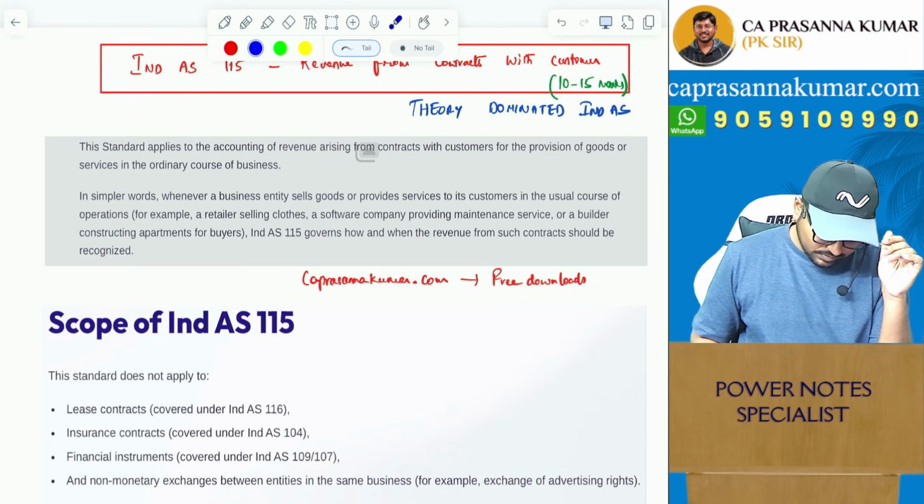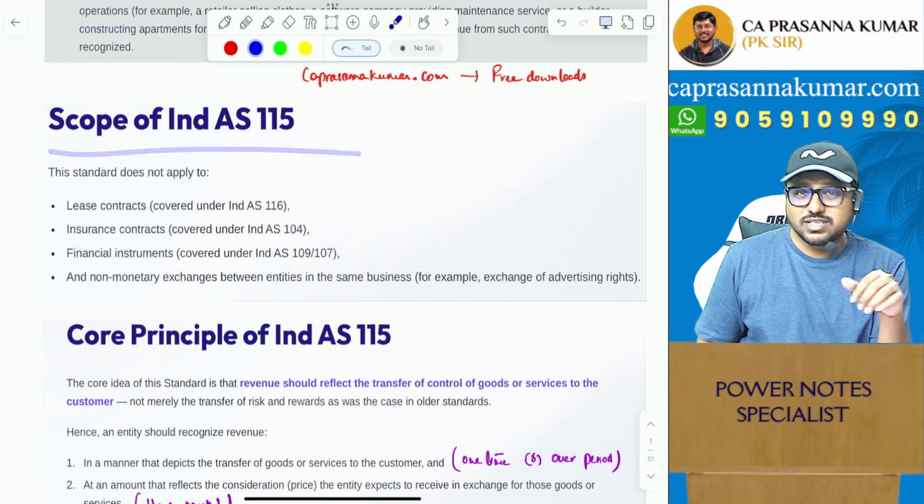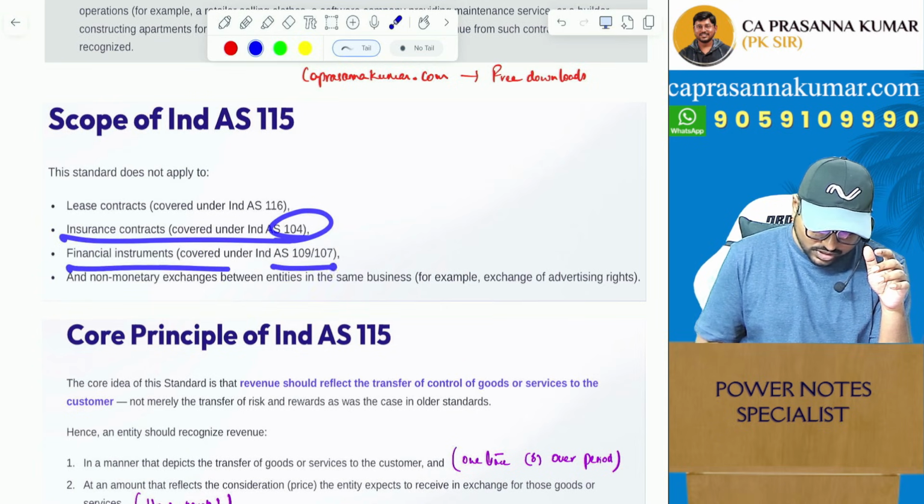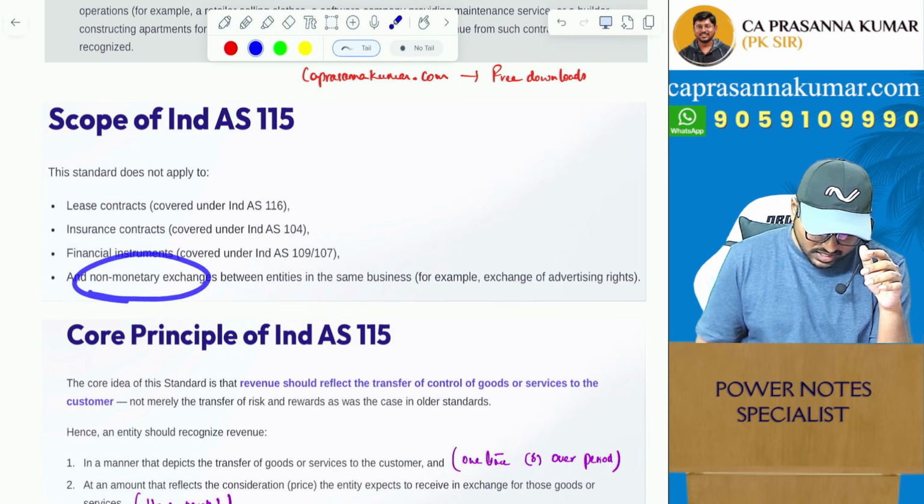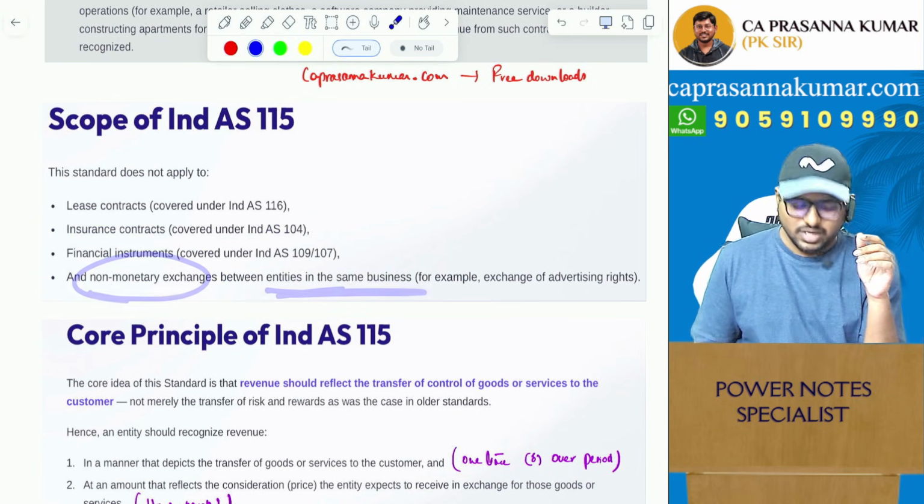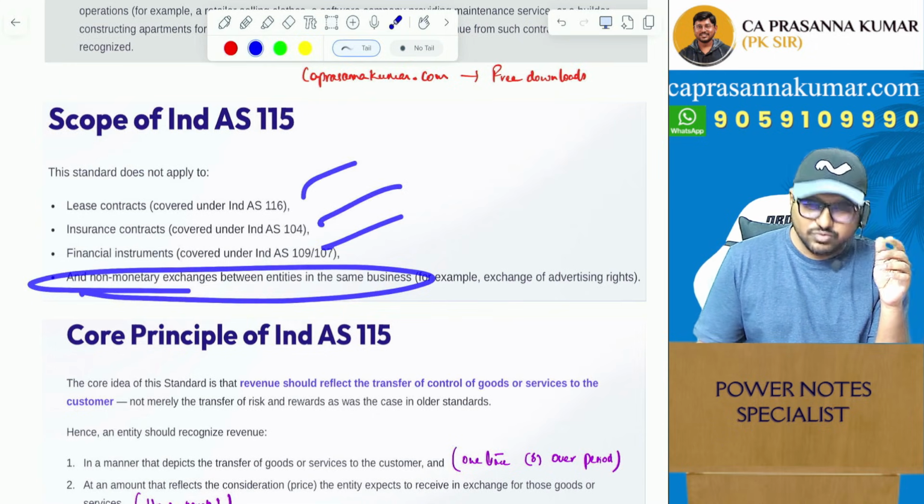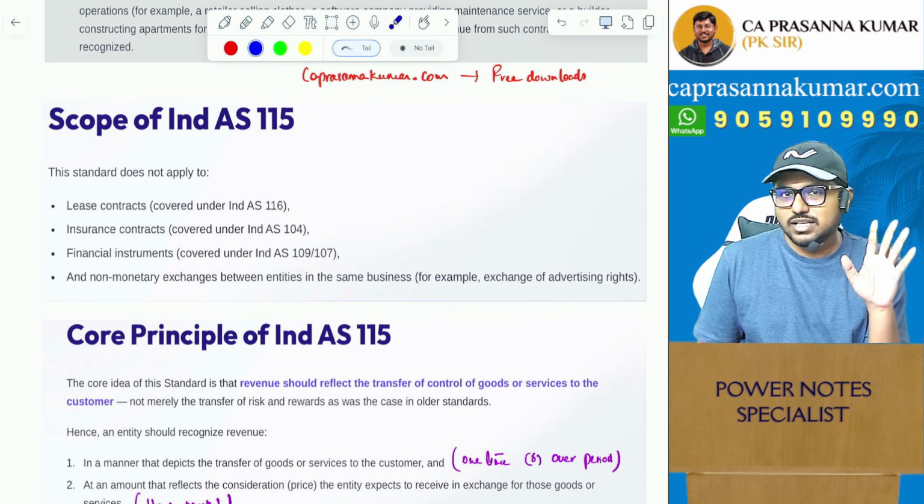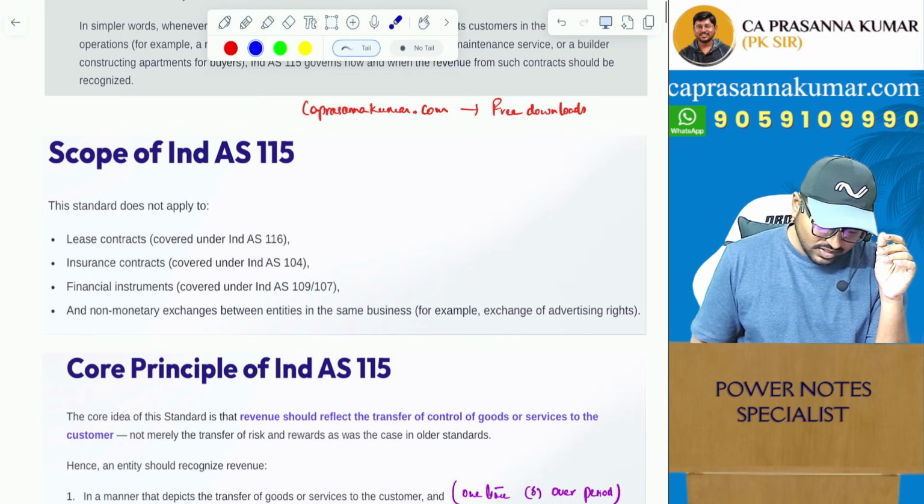Now, if you look at the scope of the standard, obviously it will not apply to leases, Ind AS 116, insurance contracts, Ind AS 104, financial instruments, and non-monetary exchanges between entities in the same business. Rest of the things are very easy to remember. 116, this will not apply. 104, it will not apply. 109, it will not apply. So pretty easy to remember. This is not that important.